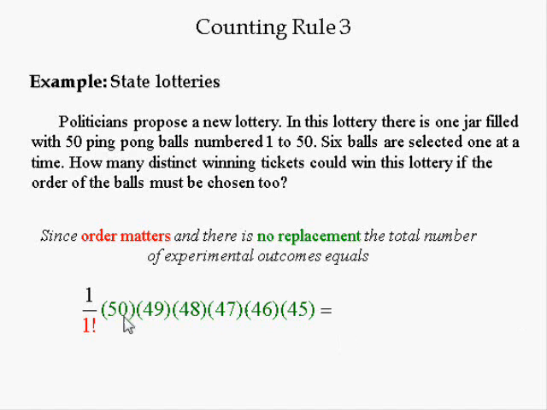After the first ball is chosen, there are 49 left to choose from. After the second is picked, there are 48 to choose from. After the third is picked, there are 47 to choose from. After the fourth is picked, there are 46 to choose from. After the fifth is picked, there are 45 to choose from. So the lottery worker is not putting the balls back into the jar. The number of distinct tickets that can potentially win is found by multiplying 50 by 49 by 48 by 47 by 46 and by 45, which equals about 11.4 billion. The permutation rule gives you the same exact number.